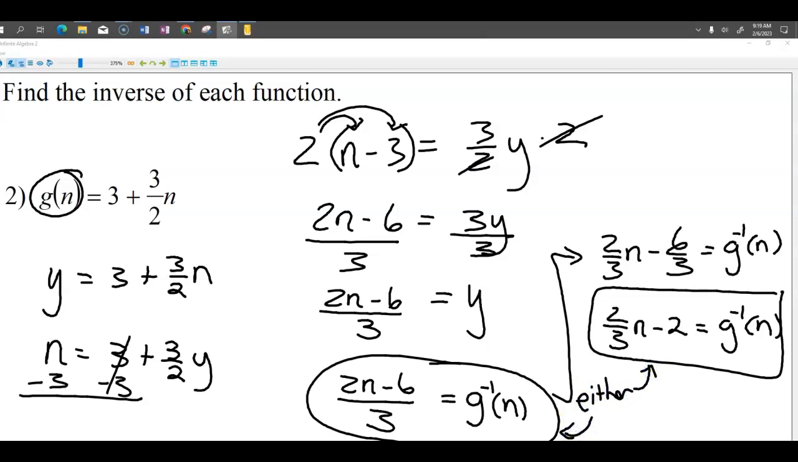But on a multiple choice test, you should probably make sure you know how to work between each one, because we don't know which one it'll be. All right.